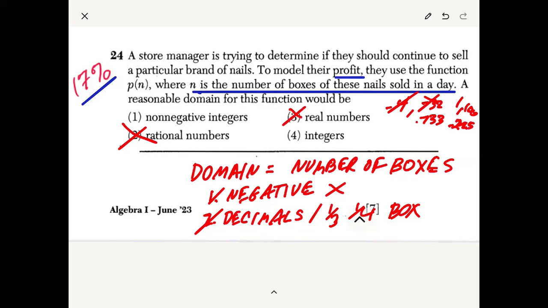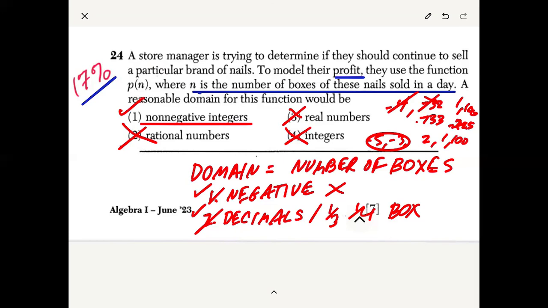And integers are numbers like -5, -3, 2, 1, 100. Anything that doesn't have decimals is an integer, but there can be negative integers. That's why we get rid of that. So the answer is non-negative integers because it meets both of these. It's not negative and it doesn't have decimals. So integers are the only choice, but they can't be negative. That's why this is the answer.